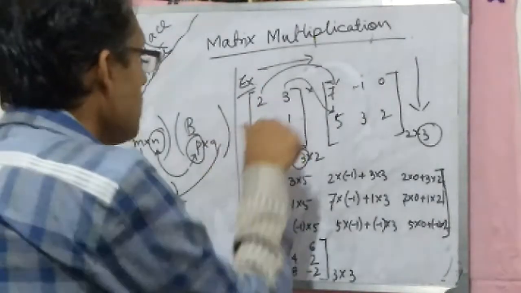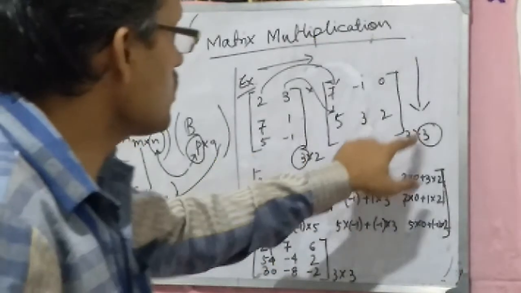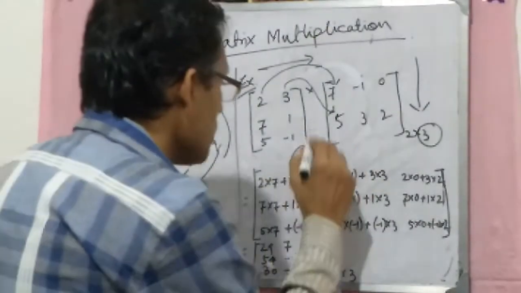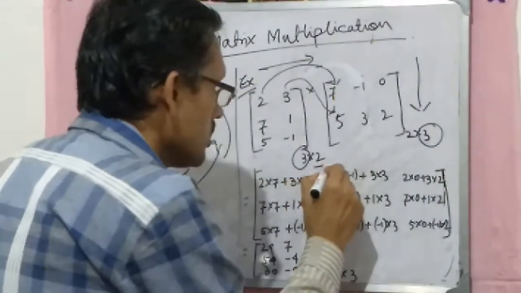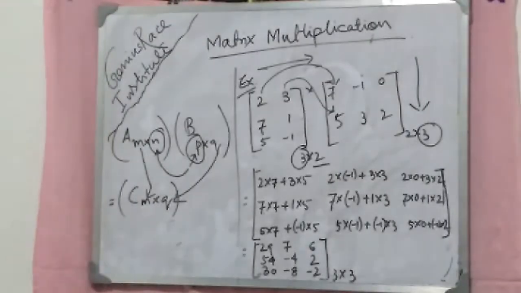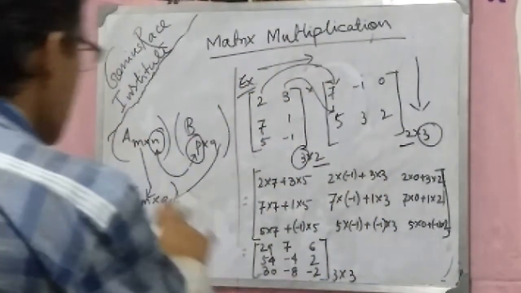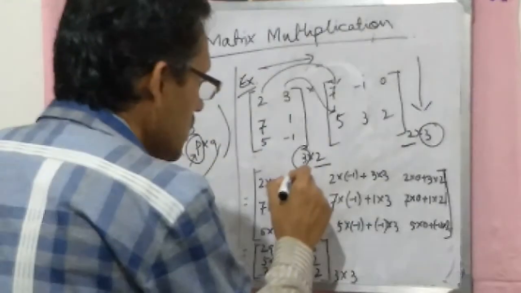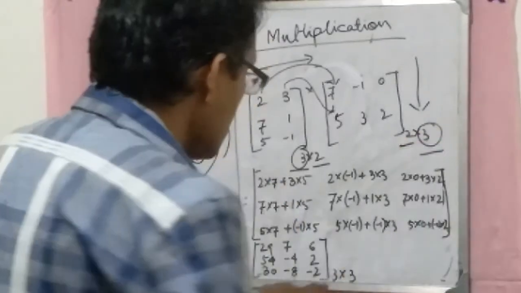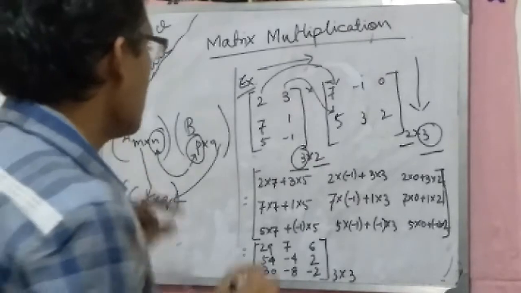Here we have considered two matrices, one of order 3 cross 2, another is 2 cross 3. So as we said, the number of columns in the first matrix and the number of rows in the second matrix must be equal. So it's matching. So the resultant matrix will be of order 3 cross 3. This is the final answer.